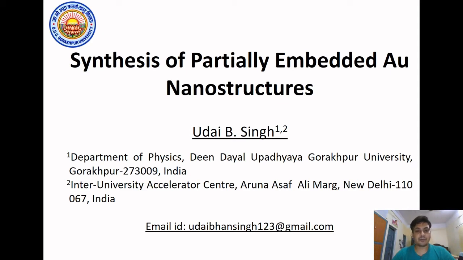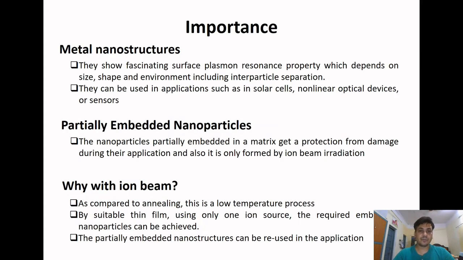I want to discuss how to synthesize partially embedded nanostructures using ion beam irradiation. So the first point is: what is the importance of nanostructures? Metal nanostructures show fascinating surface plasmon resonance properties, which depend upon the size, shape and environment, including interparticle separation. They can also be used in applications such as solar cells, nonlinear optics, optical devices and sensors.